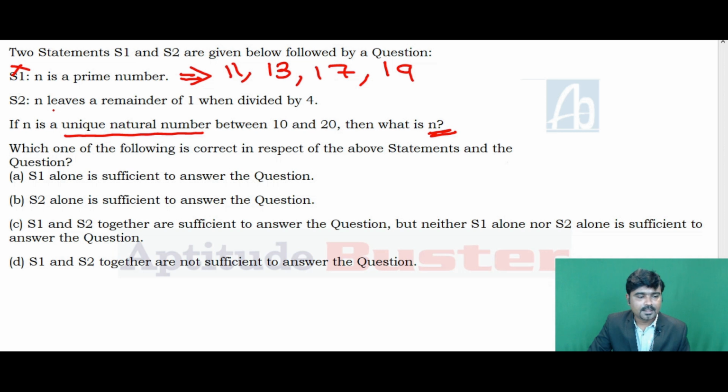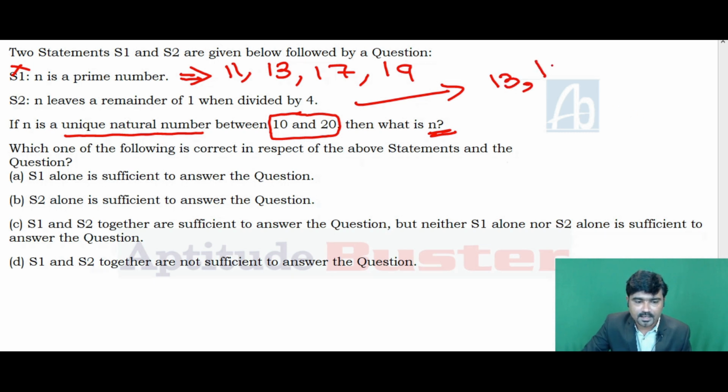Take the second statement, n leaves remainder of 1 when divided by 4, right? In this case also you need to take the numbers between 10 and 20. First number 13 divided by 4, the remainder is 1. The next number 17 divided by 4, the remainder is 1. Here also can you find the unique natural number? No. Second statement alone not sufficient. If you combine these two statements also, we get 13 and 17 common for these two statements. You cannot say unique value of n. So the answer is S1 and S2 together are not sufficient to answer for this question.